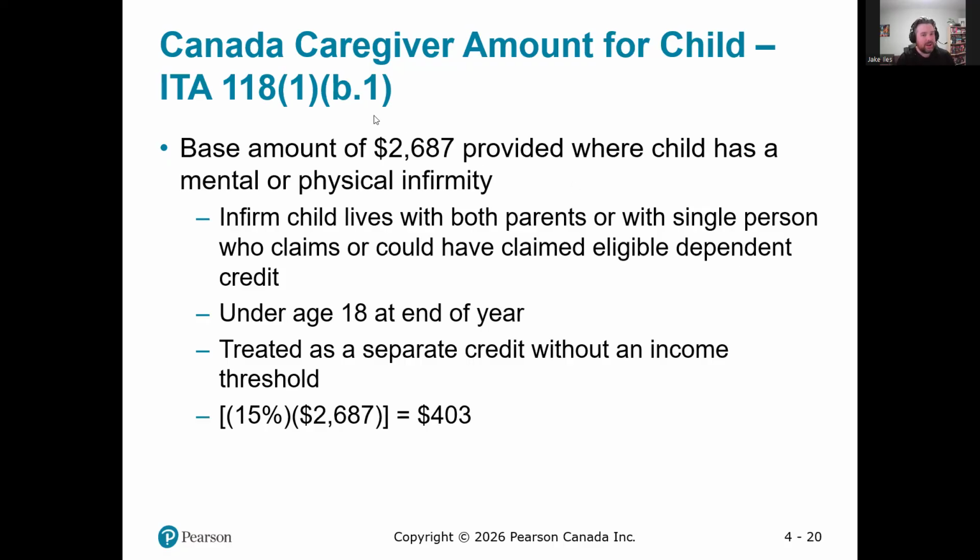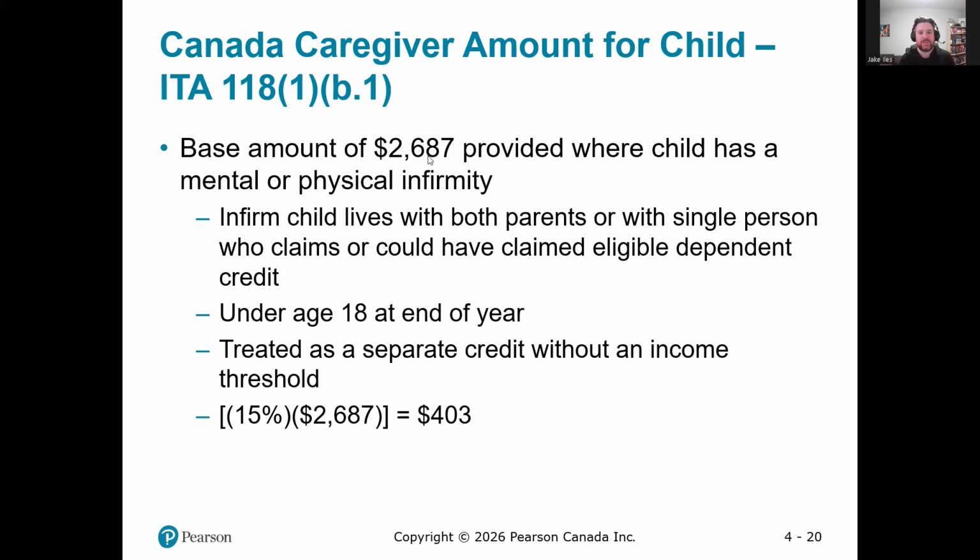So, Canada Caregiver comes into play when someone has an infirmity. Now, an infirmity is not as drastic as a disability. To get a disability credit, it has to be signed off by a doctor. An infirmity can exist as long as it's simply some sort of mental or physical ailment that requires ongoing care. So, the base amount is 2,687.